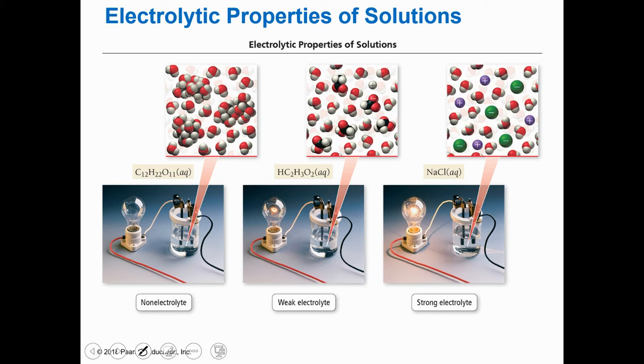Here's just a picture showing that. So here we have an ionic compound. It's a strong electrolyte. Here we have a weak acid. I wouldn't expect you to know that at this point, but if I told you it was weak acid, I would expect you to be able to tell me it's probably a weak electrolyte. And here I have a molecular compound, and so you would know that that's a non-electrolyte.